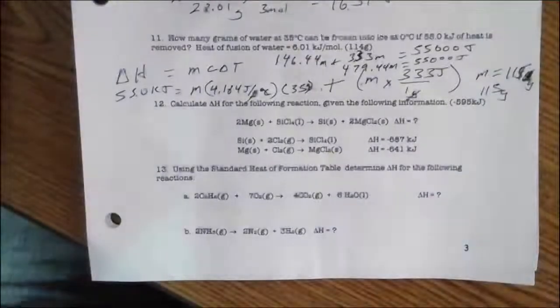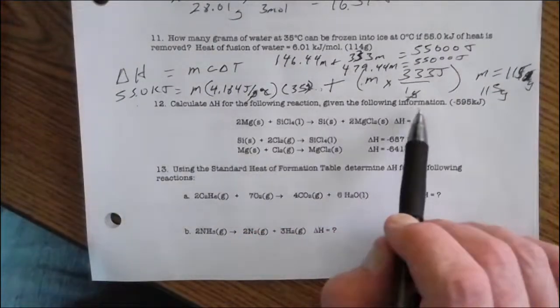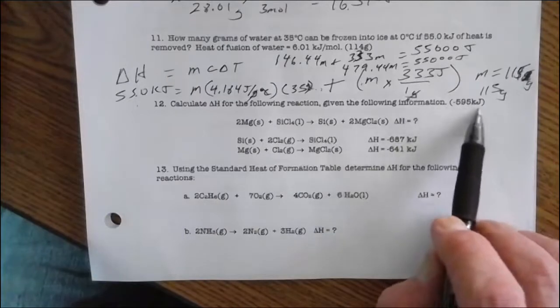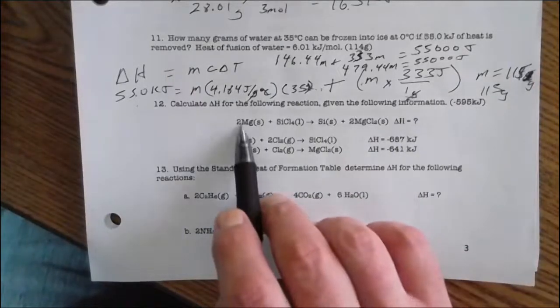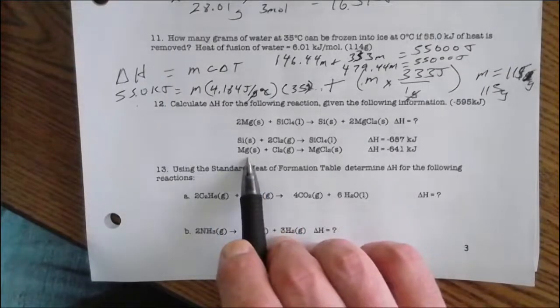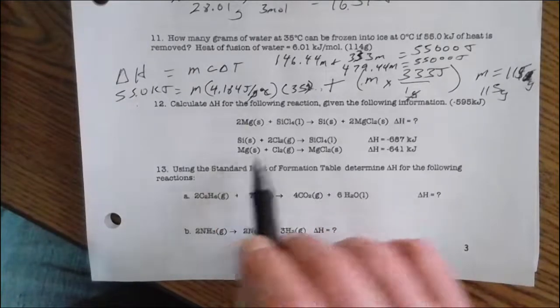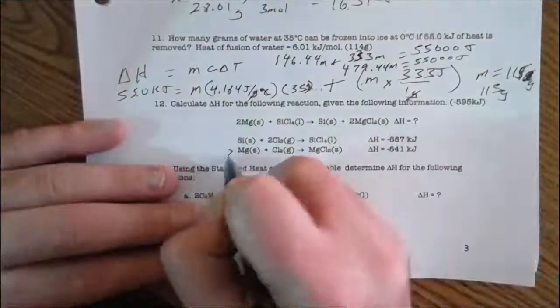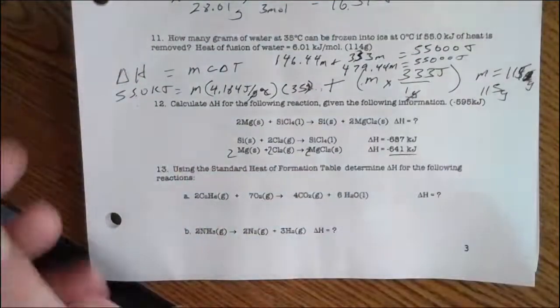We'll do another one of these. Number 12 on page 3. It says calculate delta H for the following reaction given the following information. Negative 595 kilojoules is the answer. So let's take a look here. Magnesium. Do I have magnesium on the reactant side? Yes. It's not 2, so what do I need to do? I need to double this. So we have 2, 2, and 2. That means I need to do what with 641?